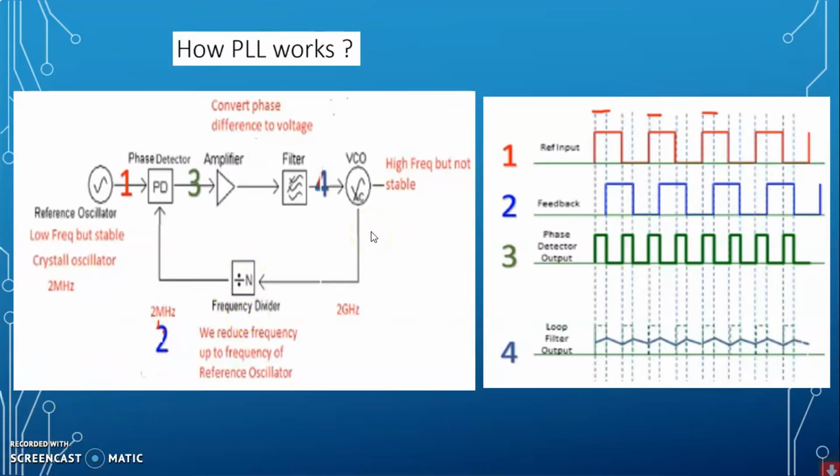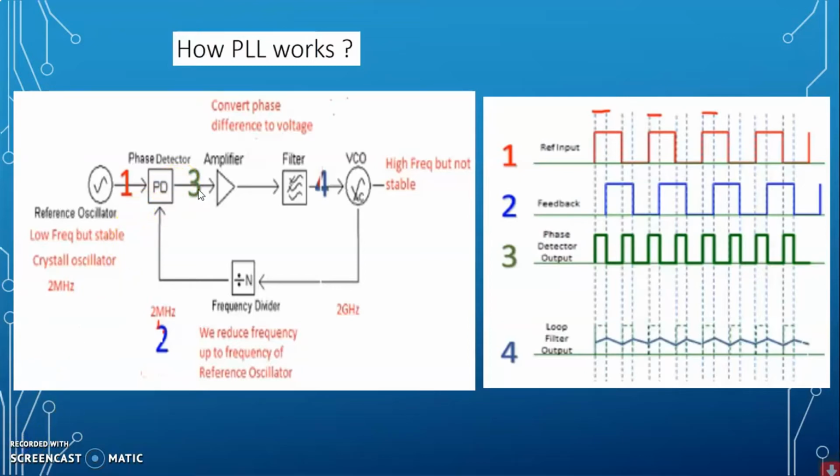Here the voltage controlled oscillator output frequency is equal to 2 gigahertz. The output is fed back through the divide-by-10 frequency divider. Hence the feedback signal frequency is equal to 2 megahertz. The phase detector compares the phase of the reference signal and the phase of the feedback signal and generates the error signal.